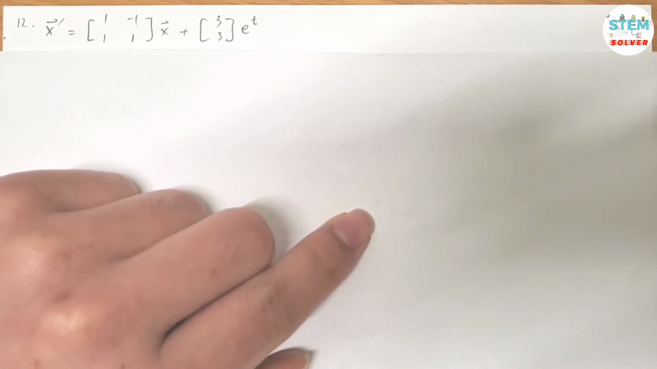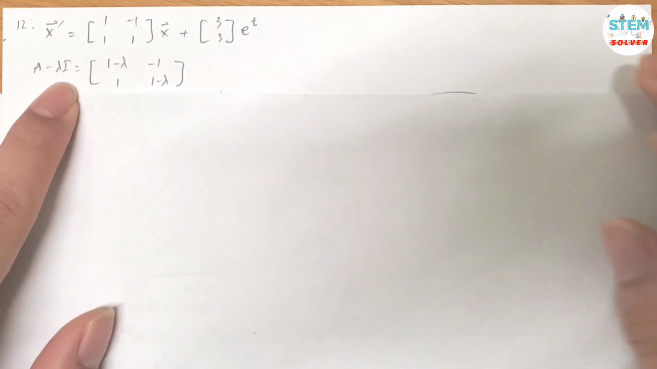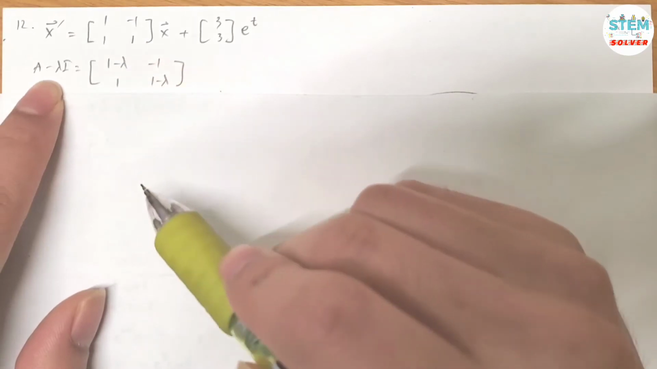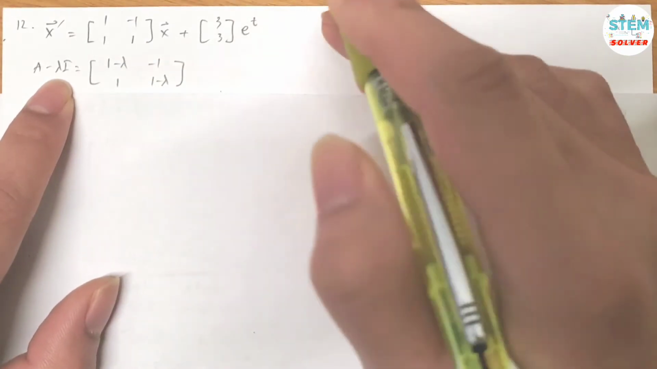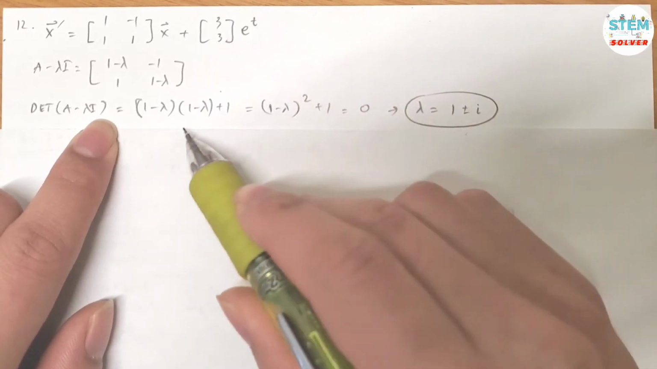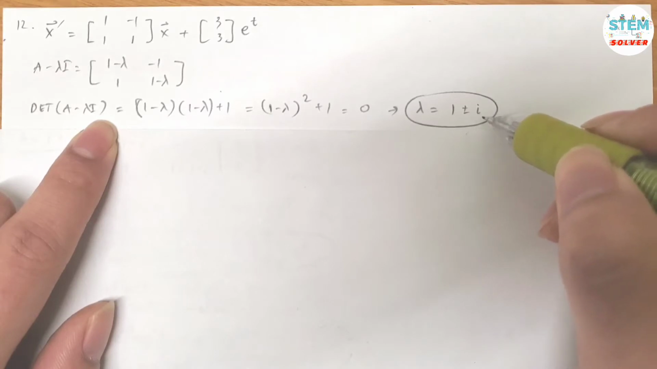Okay, let's put this aside. Now the first step is to find A minus lambda I. What is A? Let's call this matrix A and then subtract it with lambda I. That gives you this matrix. And then you need to find the determinant of A minus lambda I, which gives you this one. Set it equal to 0, solve for lambda, and you will get complex eigenvalues.